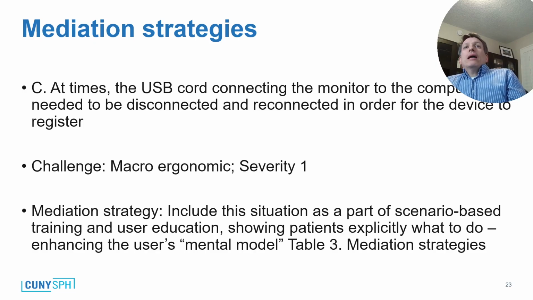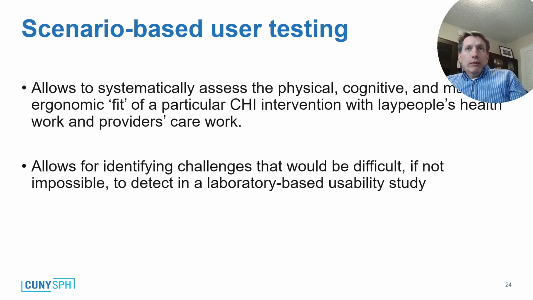The other one is that a USB cord connecting to the monitor needed to be disconnected and reconnected to the device to be recognized. Then this was a macro ergonomic example, severity 1, and basically they say, hey, when you are training the user and you are using a scenario to train this, just tell them, hey, if it's not working, just unplug it and plug it in again, and maybe it's going to improve.